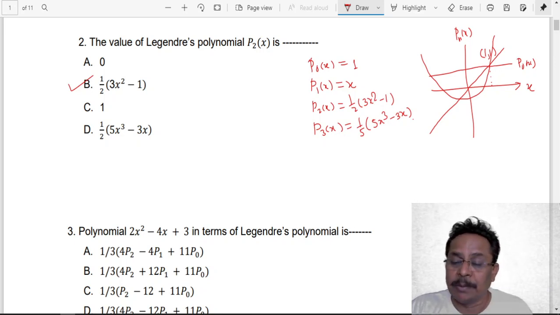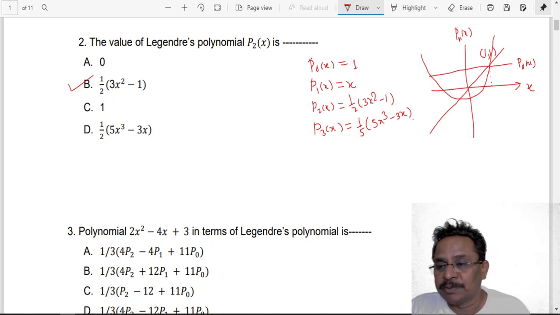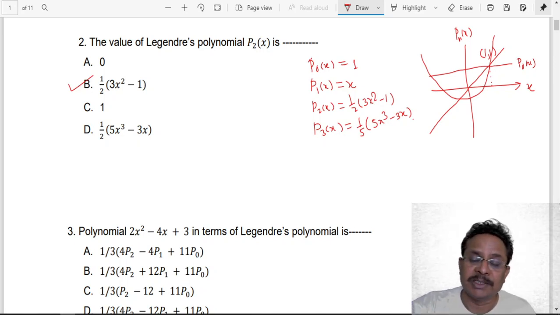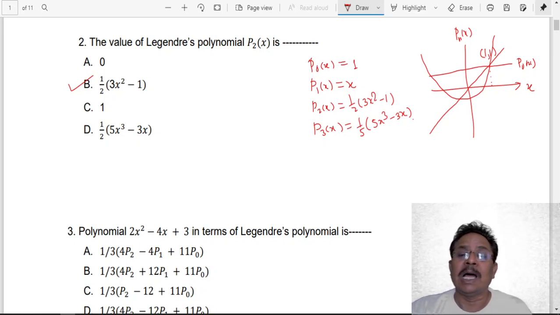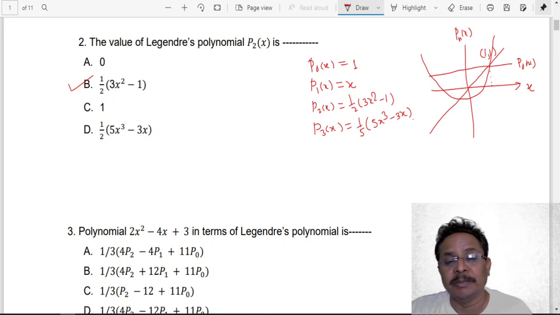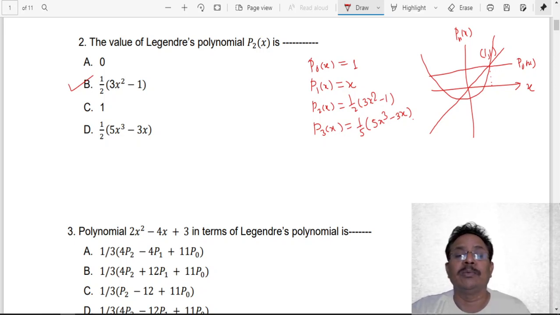So now it's up to you whether to remember the Rodrigues formula, whether to remember this particular graph, whether to remember the actual equations of these different types of Legendre polynomials, or whether to obtain them by some other method. It depends on you in what way you remember all these Legendre polynomials.